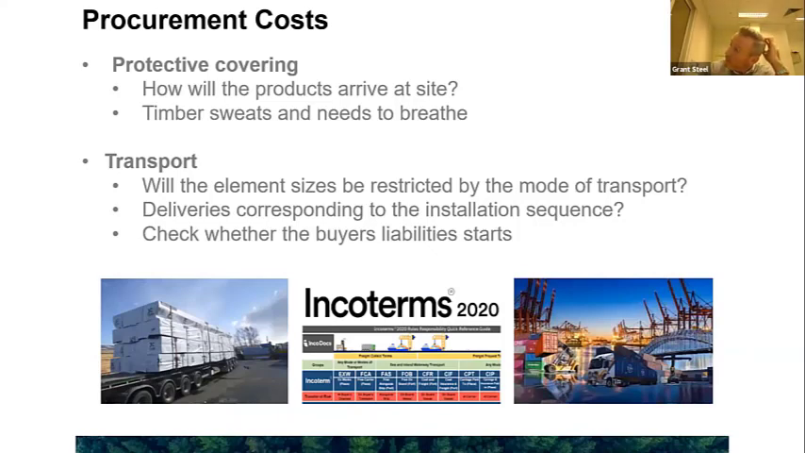Transport. So as mentioned earlier, are the elements going to be restricted by the mode of transport?